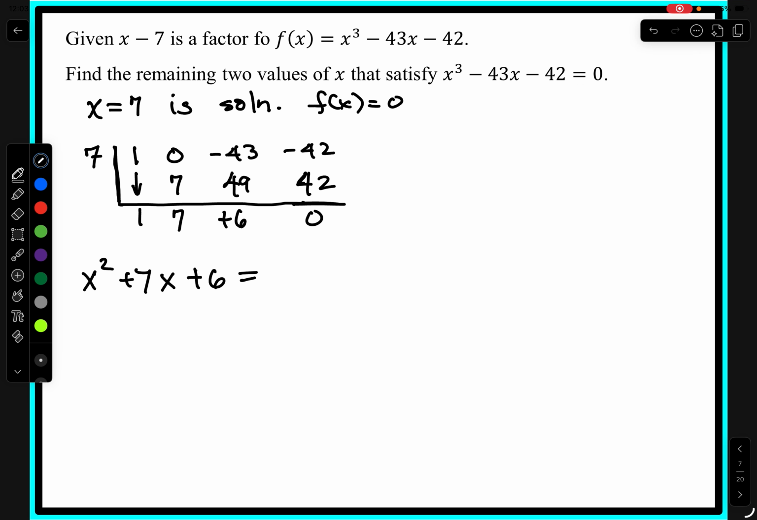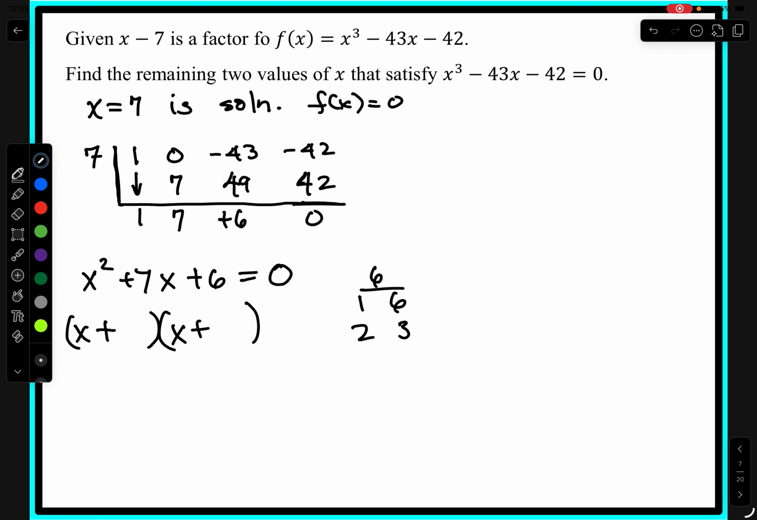And now, with that quotient, we can focus on that and see what makes that equal to 0. That's going to help us identify the remaining two values that satisfy this equation, because we already have 1. So let's see if we could use factorization. So let's try factoring. 6 can be broken up into 1 times 6, 2 times 3 are the only options.